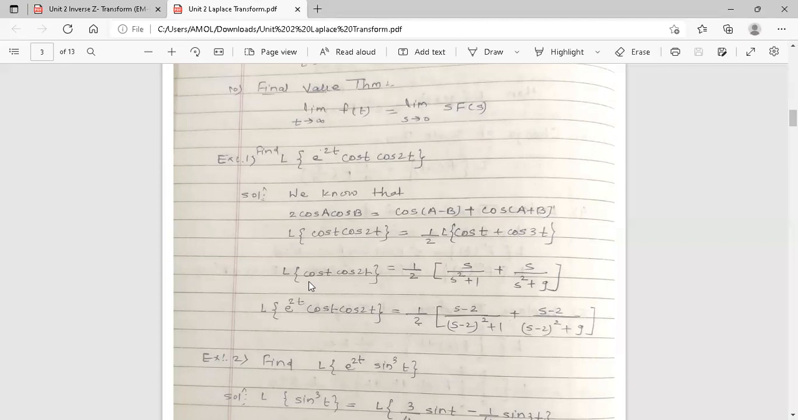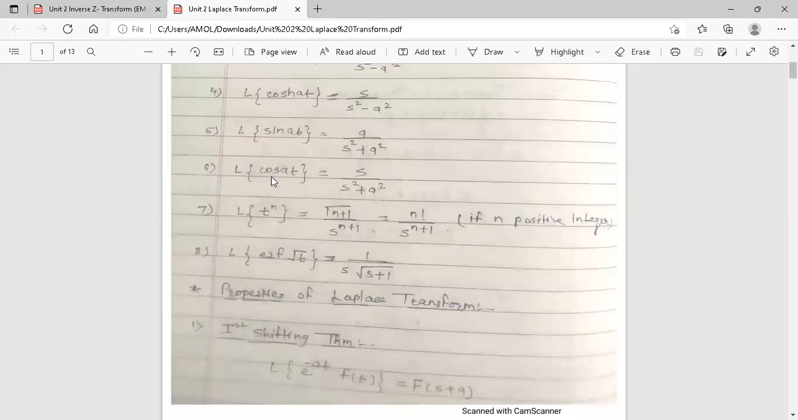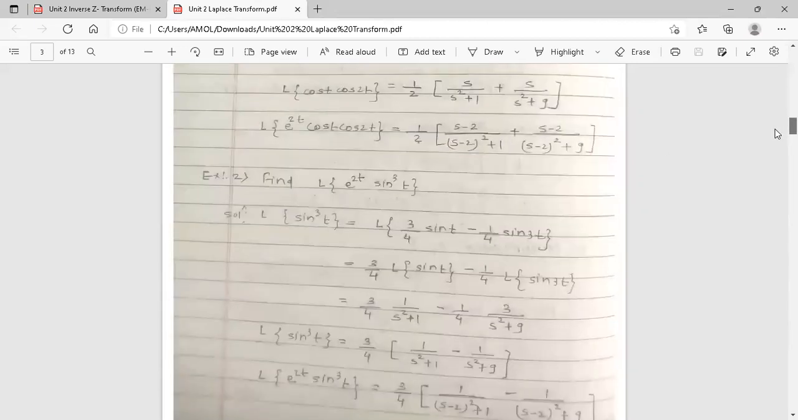So the Laplace transform of cos t into cos 2t is equal to 1 by 2 times... Now, what is the Laplace transform of cos t? It is s upon s square plus 1. Because, see, what is the formula to find the Laplace transform of cos at? It is s upon s square plus a square. a is the coefficient of the angle of the cos function. So we are using the same formula here.